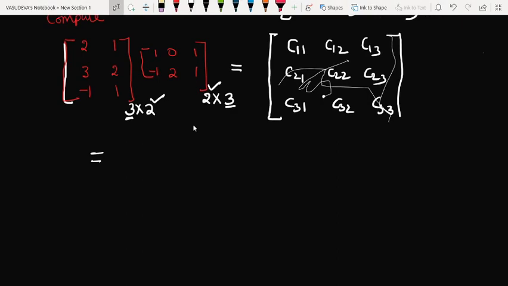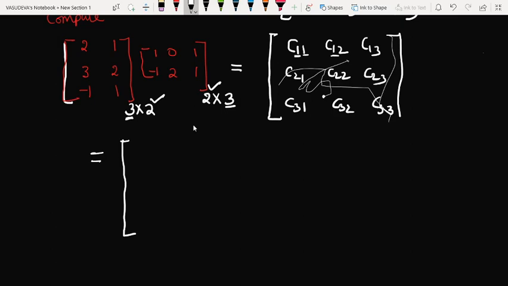C11 is the sum of the products of the elements of the first row. The first suffix is the first row of the first matrix, and the second suffix is the first column of the second matrix. For C12, the first suffix 1 is the first row of the first matrix, and the second suffix 2 is the second column of the second matrix. So we take the sum of the products of the elements of the rows and columns in the first matrix and second matrix.